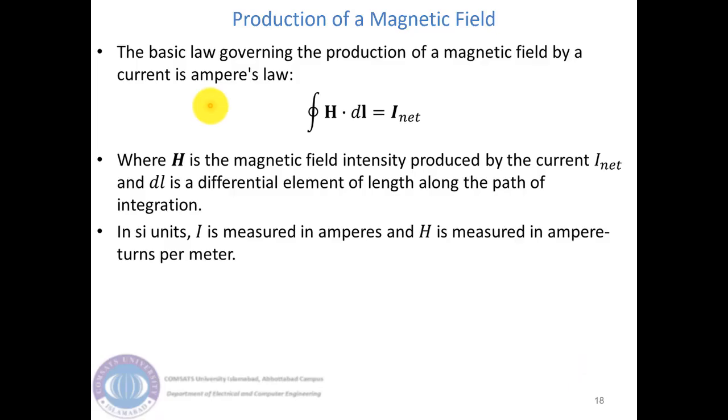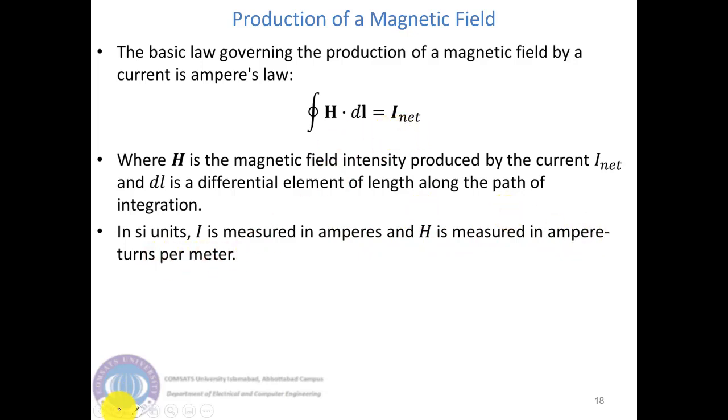So the basic law that governs the production of a magnetic field by a current is known as Ampere's law, which is defined as the closed line integral of the magnetic field intensity. Here H is the magnetic field intensity produced by the net current I net, and dl is the differential element of length along the path of integration. So we have to integrate over the closed path. I is measured in SI units as amperes, and H is measured in ampere turns per meter.